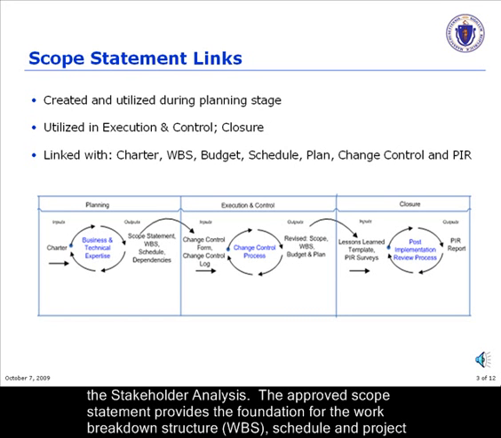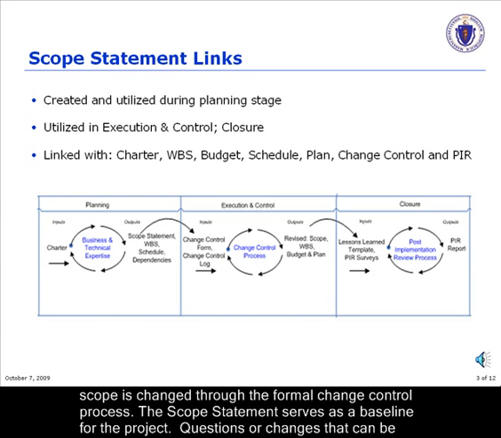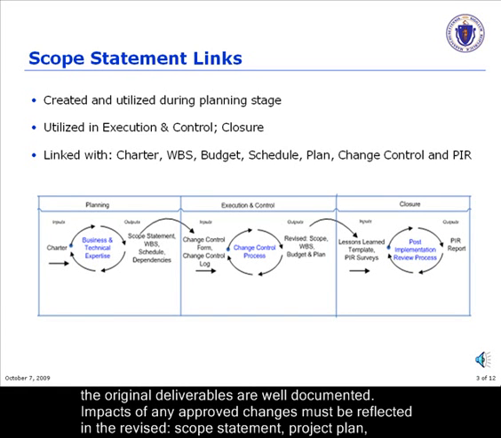The approved scope statement provides the foundation for the work breakdown structure, schedule, and project plan. During the execution and control stage, deliverables are worked on, and if necessary, the scope is changed through the formal change control process. The scope statement serves as a baseline for the project. Questions or changes can be compared to what is documented in the scope statement and a determination made on how to address. Making change decisions is easier when the original deliverables are well documented.